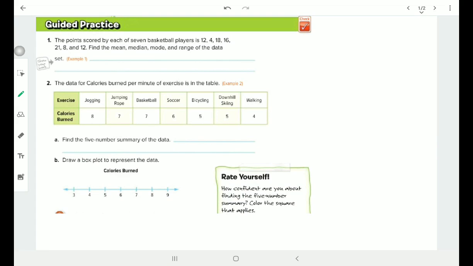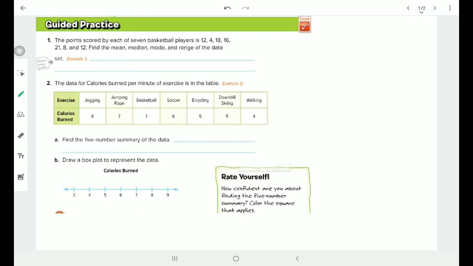One set of questions you'll be asked to find a set of things such as mean, median, mode, and range. Now hopefully at this point you've heard some of these ideas before, but if not, we're definitely going to talk about them. So on number 1, the points scored by each of the 7 basketball players is 12, 4, 18, 16, 21, 8, and 12. And it says find the mean, median, mode, and range of the data set.